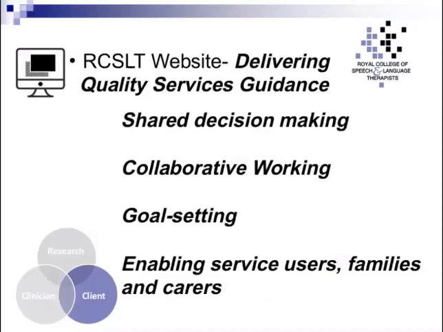As speech and language therapists, we place pride on the fact that we know you are well placed to be communicating effectively with clients and service users about their preferences in their care. The client perspective is therefore integral to all of our guidance, but we do have a series of professional guidance which speaks more specifically to eliciting and incorporating patient and family views on speech and language therapy. This includes recommendations on things such as shared decision-making, collaborative working, goal setting, and enabling service users, families and carers.